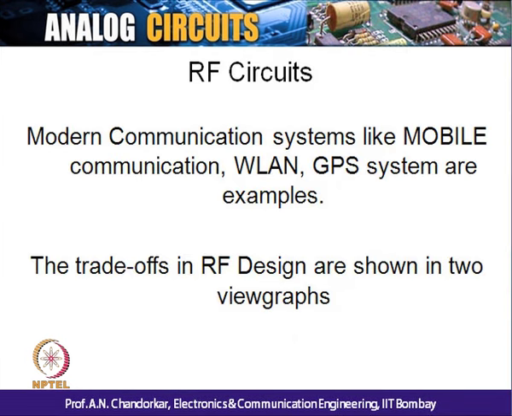Mobile, WLAN, GPS are examples of RF. Why I am showing you the trade-off in RF design for your sake: in the case of digital, I did not show you very much, but I showed you that there is a triangle of design, or what we call trade-offs. What are the three things I showed you last time? I don't know whether I have shown that figure; if not, I will show it again. This is, let us say, power, this is speed, this is what we call the area of the chip, okay, or transistor area.